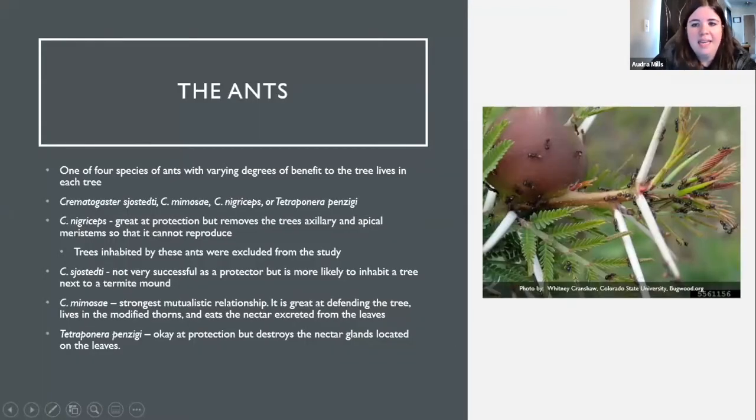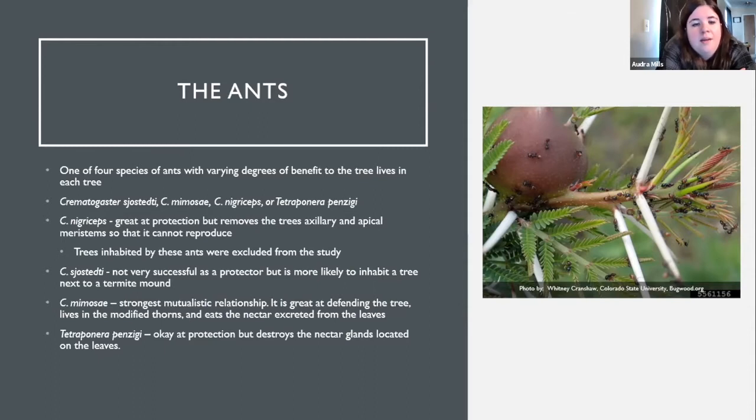So a little bit about the ants. There's a picture of the ants getting on the tree and towards the modified thorn there. And for the ants, there are one of 4 species of ants that will live in the tree, and they each have a varying degree of benefit to the tree. The species of ants are Crematogaster sjostedti, Crematogaster mimosae, Crematogaster nigriceps, and Tetraponera penzigi.